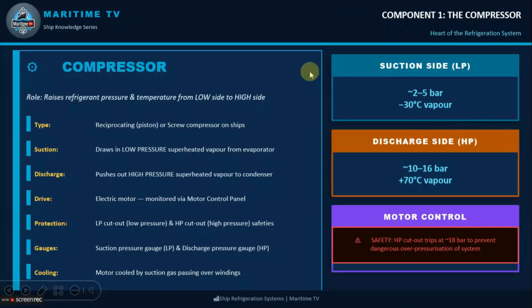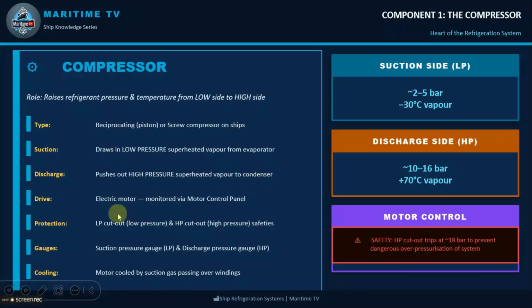Okay. Now let's start with component number 1, the compressor. This is the heart of the refrigeration system. The role of the compressor is to raise the refrigerant pressure and temperature from the low side to the high side. The main types used are reciprocating, that is piston, or screw compressors on ships. The compressor draws in low pressure superheated vapor from the evaporator, then discharges it, pushing out high pressure superheated vapor to the condenser.